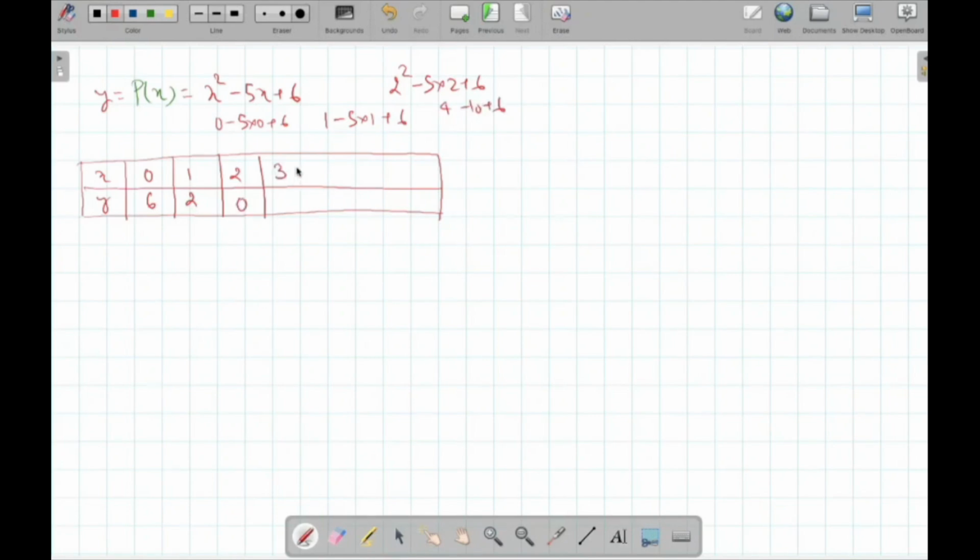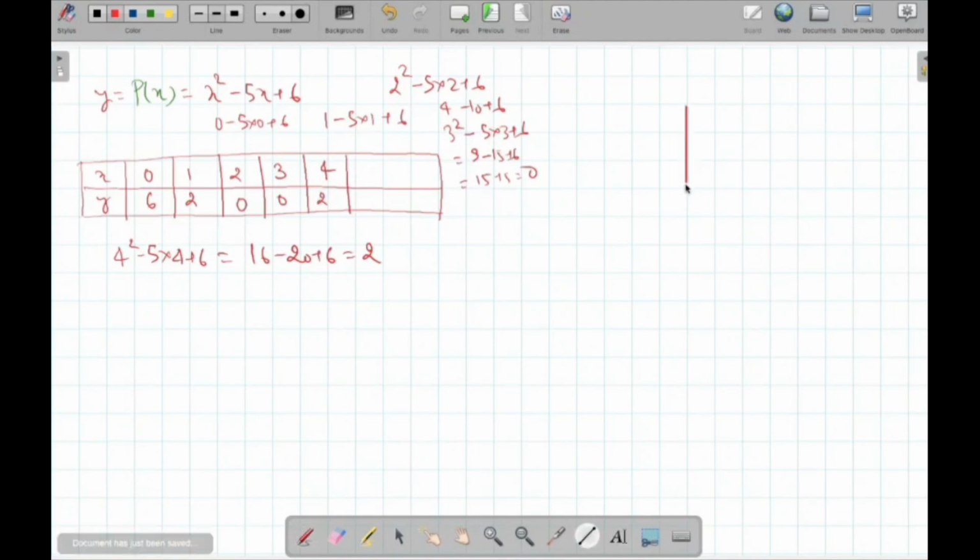Then I'll put 3. Then what I'll get here is 3 square minus 5 into 3 plus 6, which will be 9 minus 15 plus 6, which will be 15 minus 15, which will be 0. Now I put x equals 4. Then I'll get 4 square minus 5 into 4 plus 6, which will be 16 minus 20 plus 6, which will be again 2. So I've got so many values. I'll try to make use of them and try to plot the graph and see how it goes.